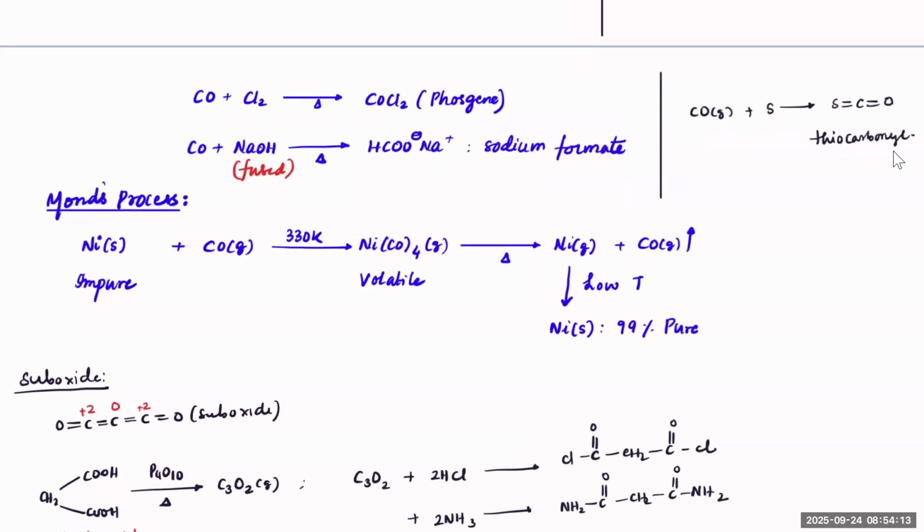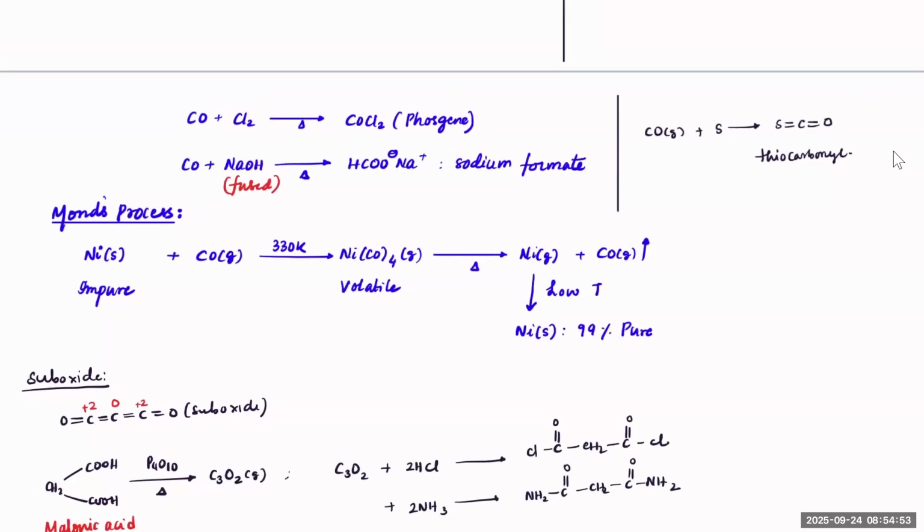Carbon monoxide is also used in metallurgy in Mond's process, if you recall. Suppose I had impure nickel and I added carbon monoxide around 330 kelvins. First, you will get volatile vapors of nickel carbonyl, and when you further heat it, it will convert into nickel as well as carbon monoxide. And this nickel is a much purer form that can be collected close to 99% pure.